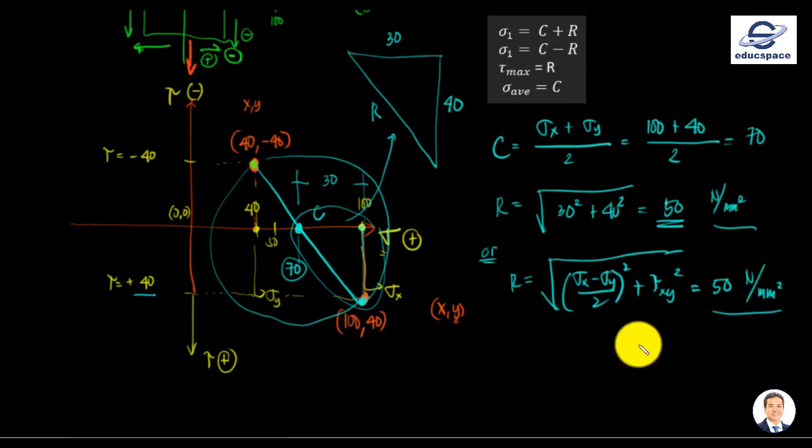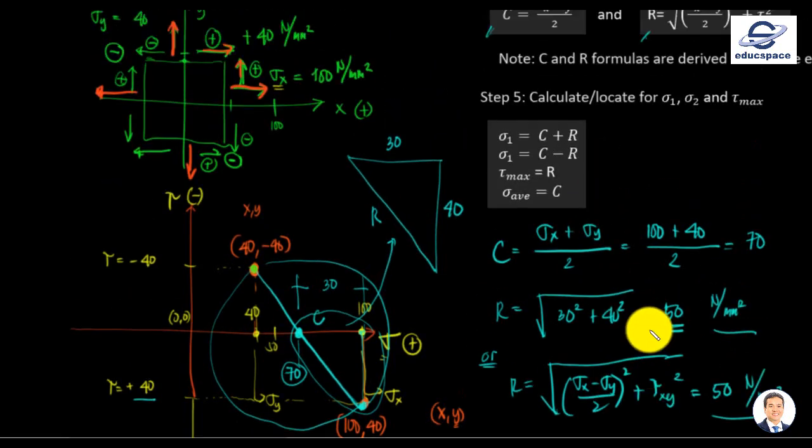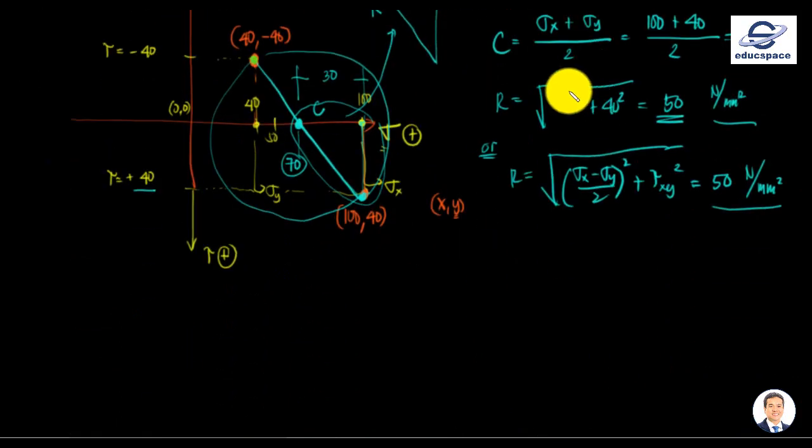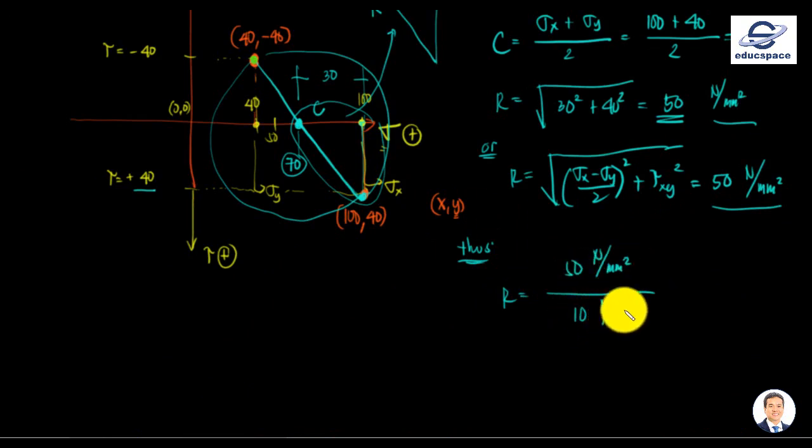So, again, ang question dito is yung radius. But in terms of scale, so kung ang scale is 1 cm is equivalent to 10 newton per millimeter squared, thus the radius in terms of centimeter is blank. So, radius is 50 newton mm squared. Tapos, ilagay natin yung scale, no? 10 per mm squared. Equal sign. So, 50 over 10 is 5 centimeter.